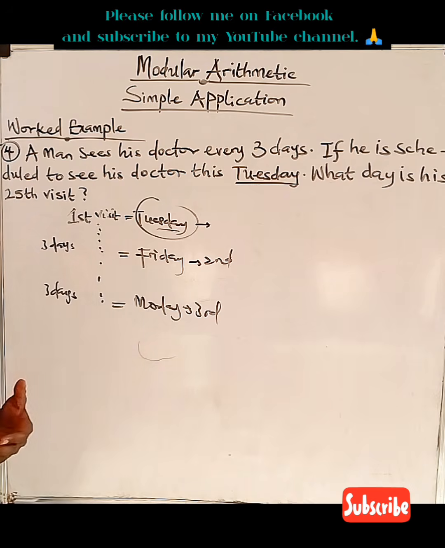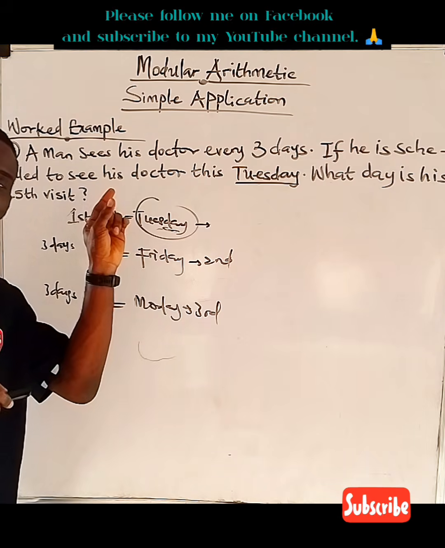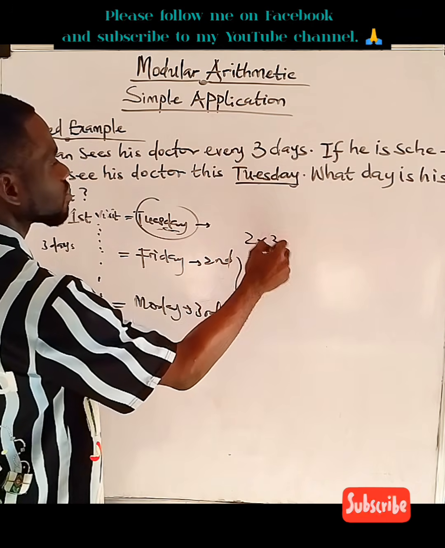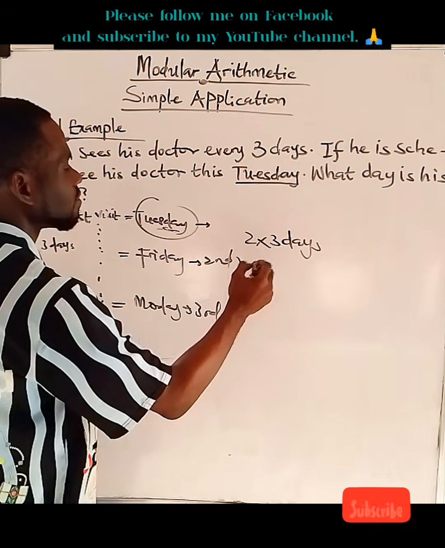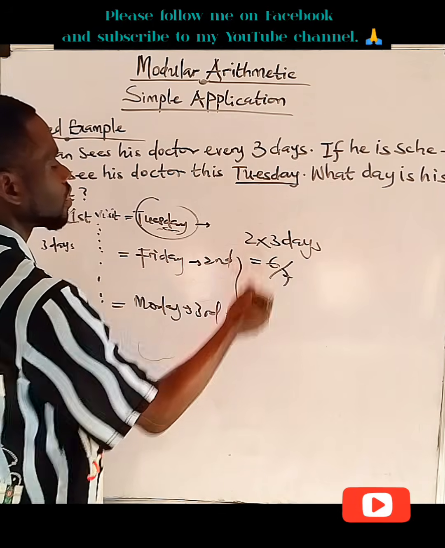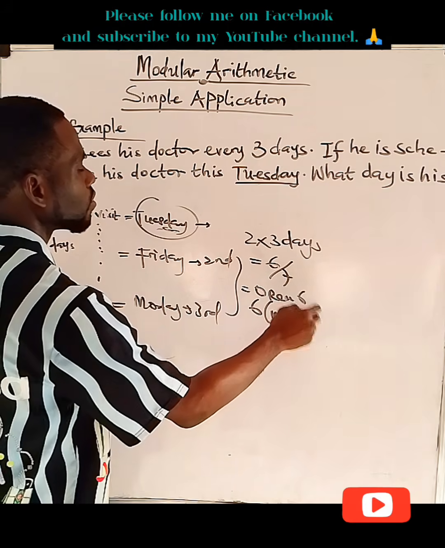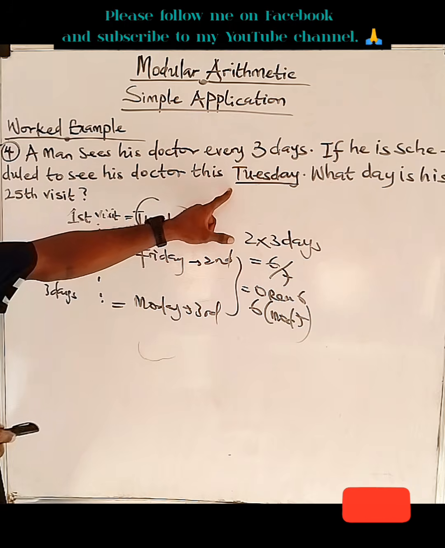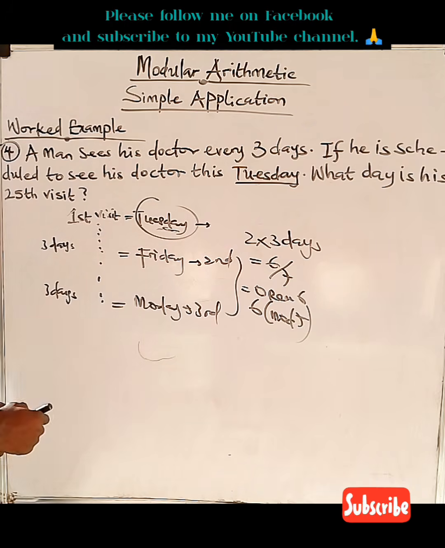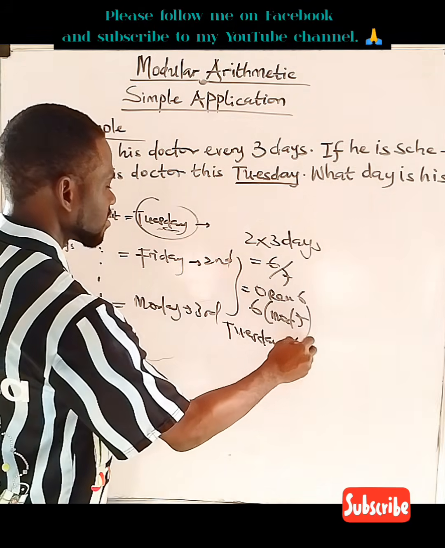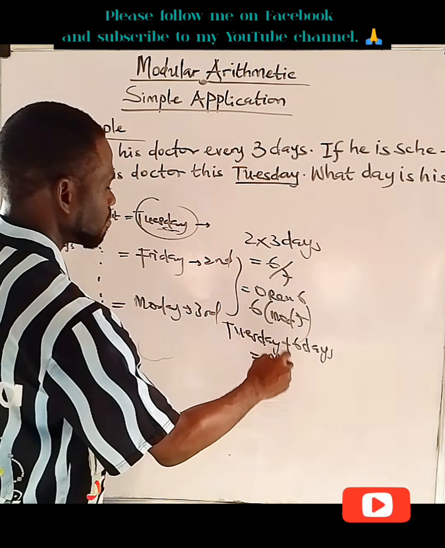So if you're asked to get the day the third visit will be, what's it going to be? Don't forget, the first visit is Tuesday, so we are going to remove one visit. You're going to be left with just two visits. That'll be 2 times 3 days, because it happens at a 3-day interval, which is 6 days. So we divide by 7. 7 into 6 is 0, remainder 6, so that's 6 modulo 7. If the first visit is on Tuesday, Tuesday plus 6 days will give us surely Monday.